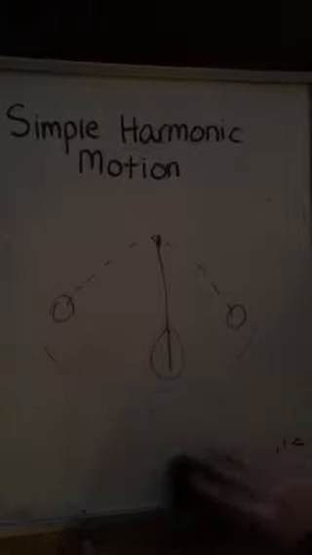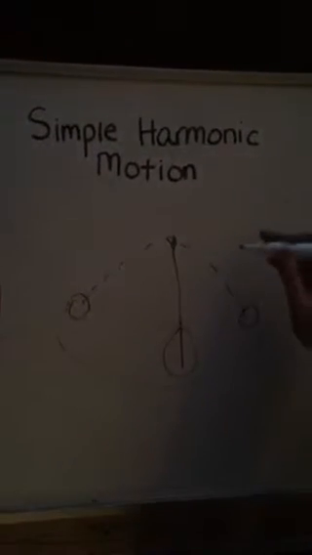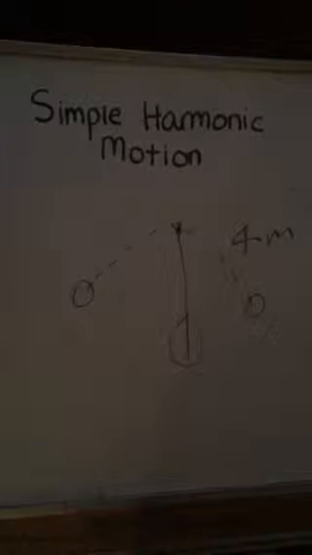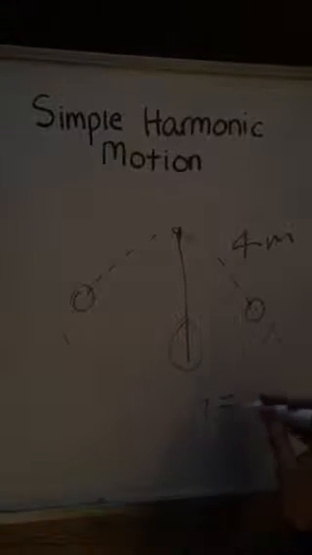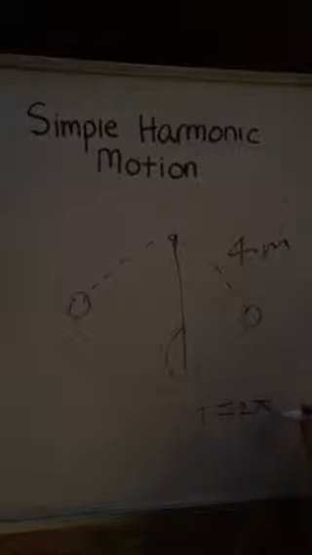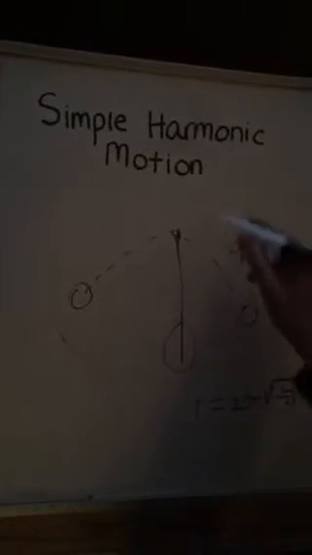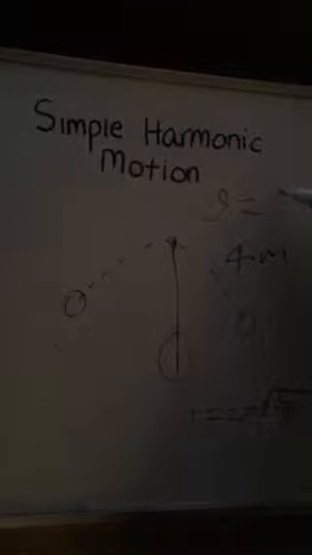Now, if you weren't given the time it took at all, but you were given the length of the string here, as let's say 4 meters, you could find the period by using the equation T equals 2 pi times the square root of the length of the string divided by the gravity. And let's say this is on Earth, the gravity would be 10 meters per second squared.